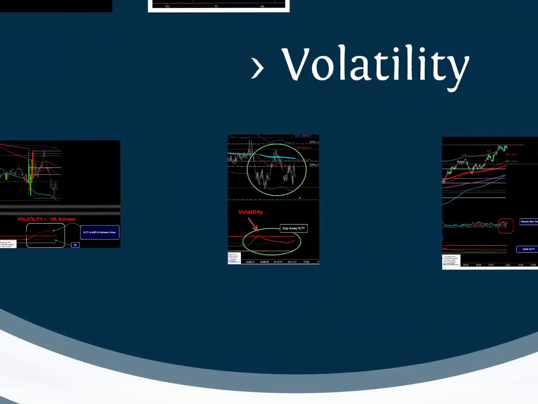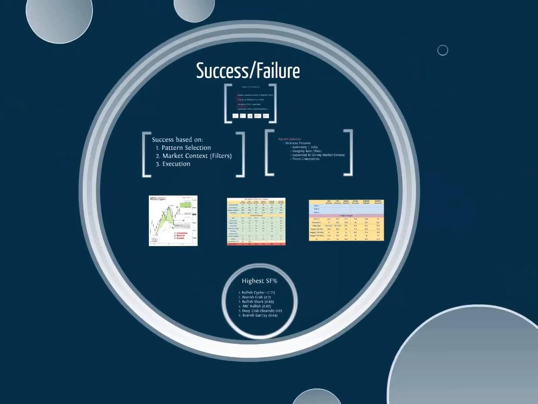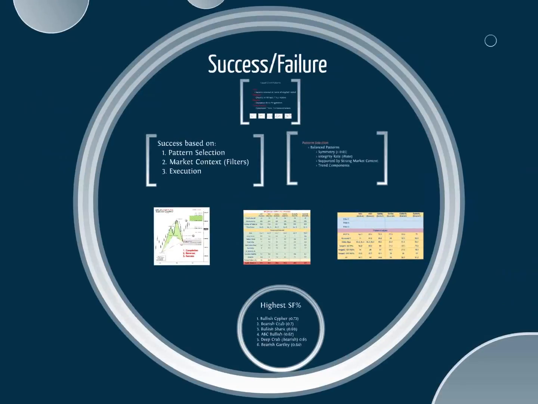So I look at this market volatility. This is an intraday indicator for me to find out when to trade and when to exit out of the trades. So these are the market context tools. Next is the results page of it, what I call success and failure.